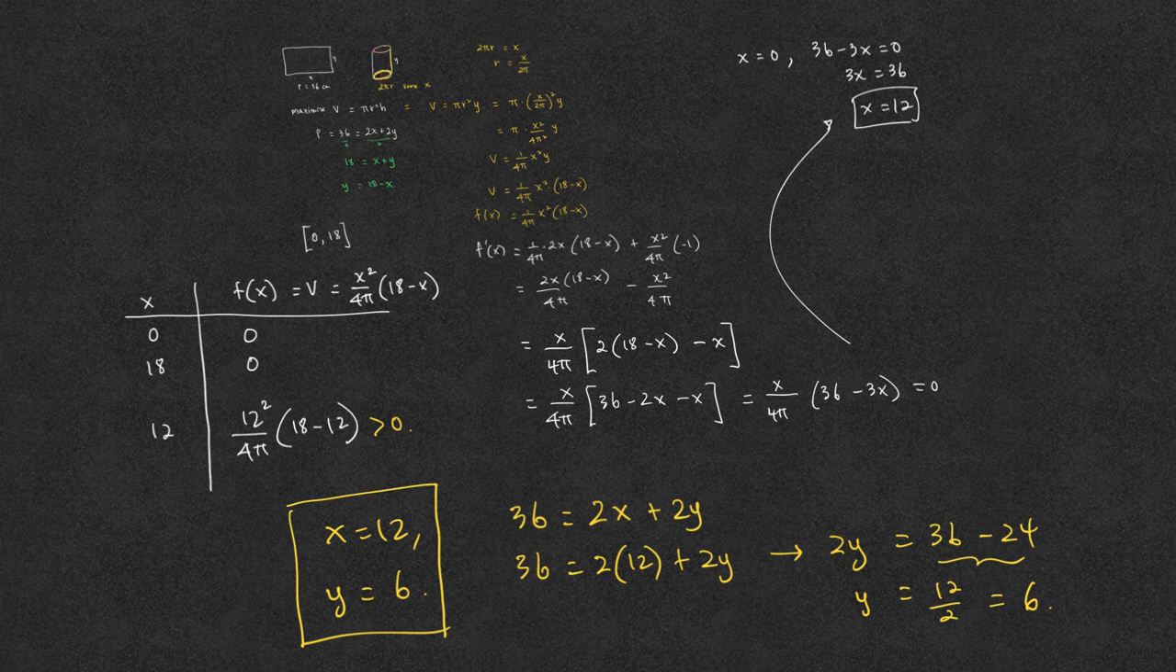We don't need to find the volume in this case because the question only asks for the values of x and y, and we found them. If we want to find the volume, we simply plug this into the volume, which is pi r squared h, but there's no need to. The volume function is x squared over 4 pi times 18 minus x, where x is 12. So we simply evaluate this expression to get the exact volume if needed.